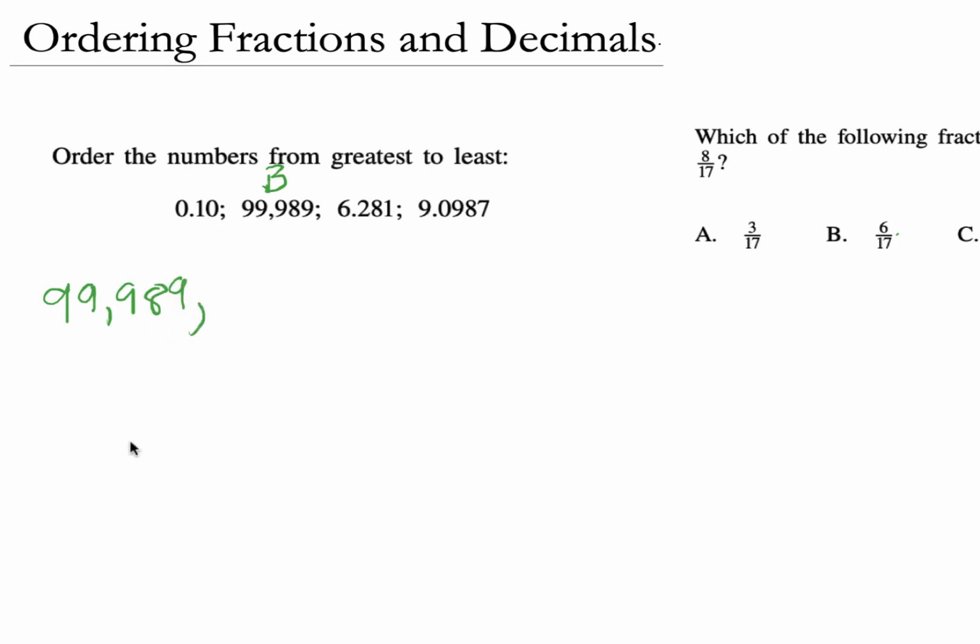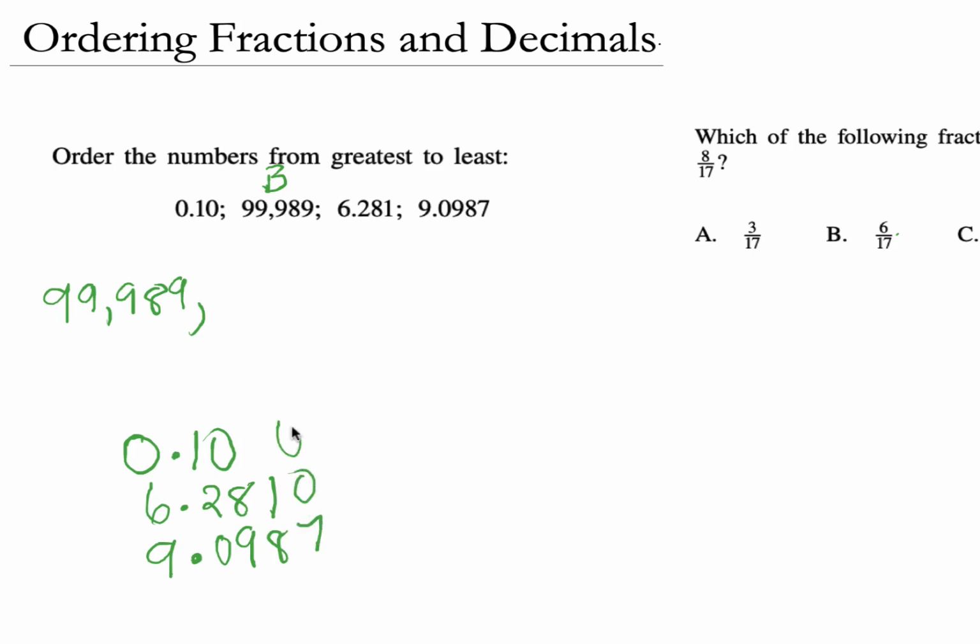So for the decimals, what I'm going to do is I'm going to line them up by the decimal point. So I have my 0.10. I then have my 6.281. And then I have my 9.0987. Now, if you have missing spaces, you can fill them in with 0. Now, if you can actually look at decimals and order them, that is fine. But there's some people who can't do that.